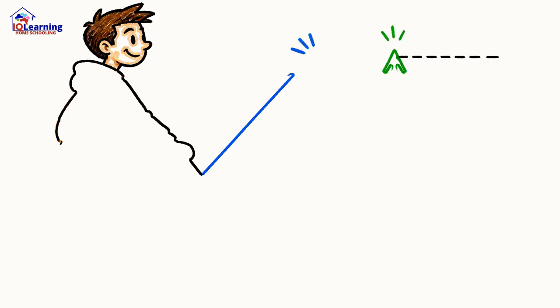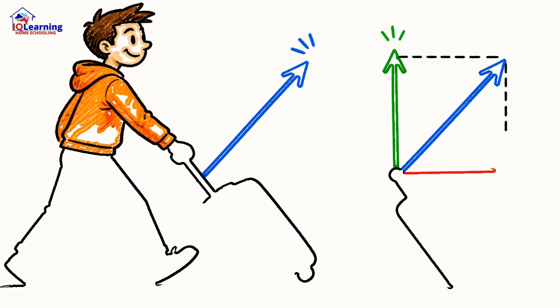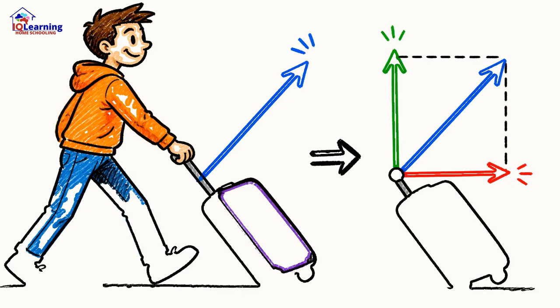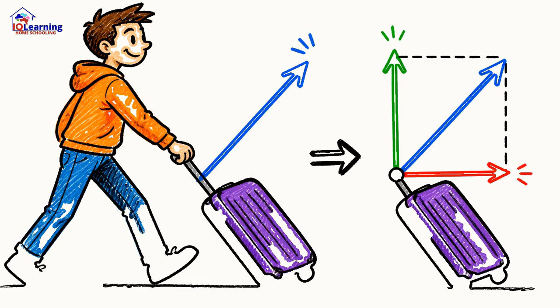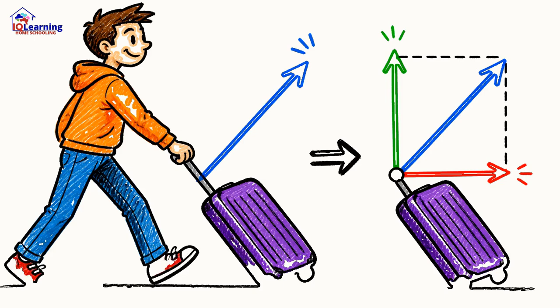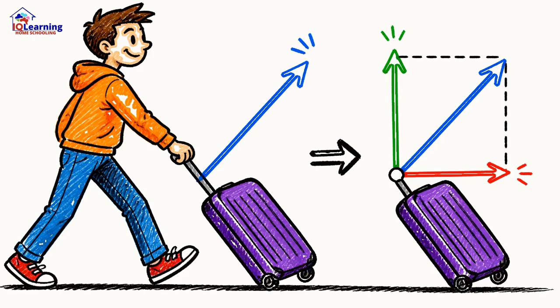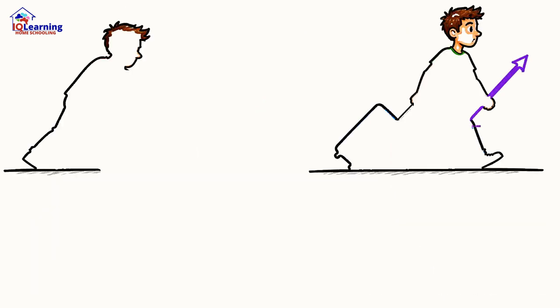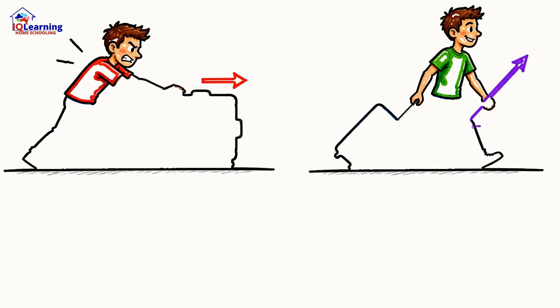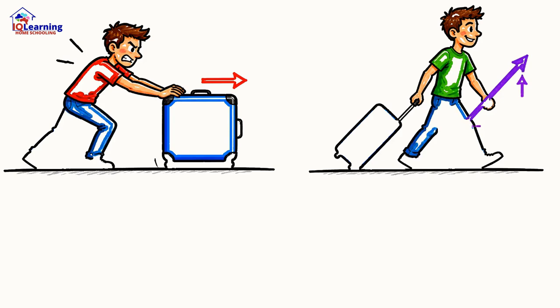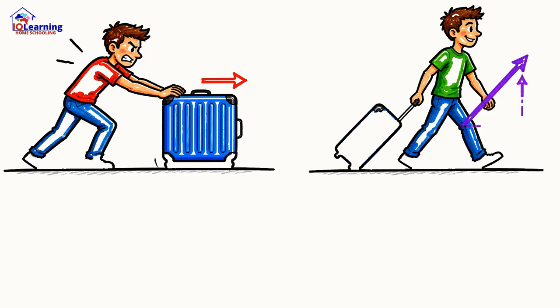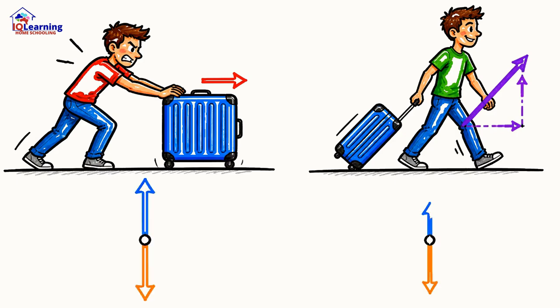Here's where it gets clever. Ever notice it's easier to pull a heavy suitcase at an angle than to push it horizontally? That's because when you pull the handle up and forward, the upward part of your pull helps lift the suitcase. The ground doesn't have to push up as hard. This normal force is reduced, and since friction depends directly on that normal force, less push from the ground means less friction fighting against you. You've used vector components to your advantage.